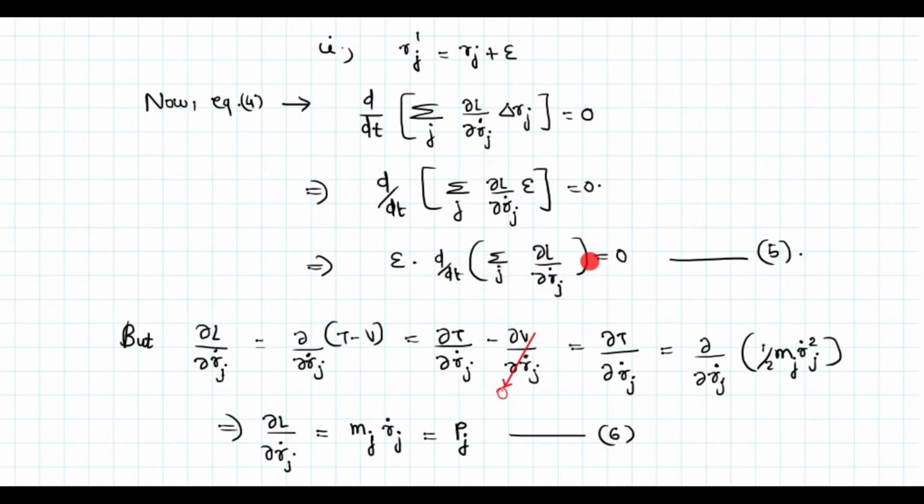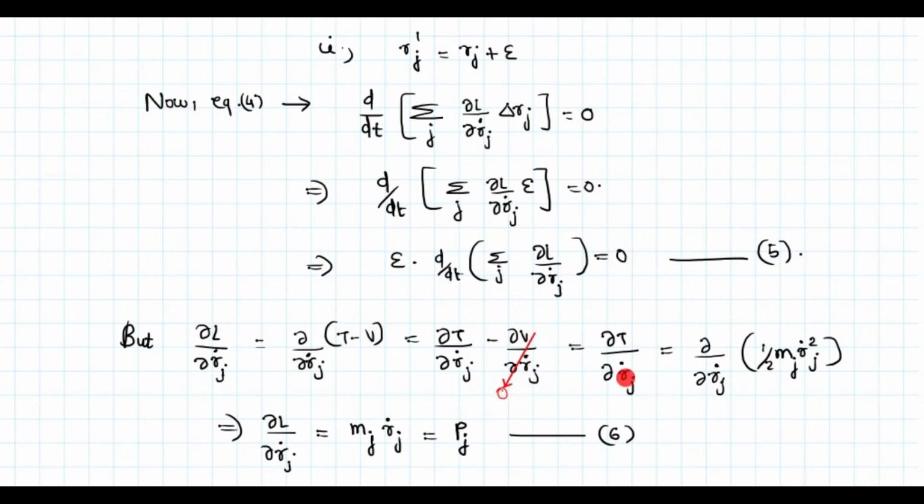Now I have to evaluate dou L by dou rj dot. What is L? L is actually T minus V. So dou L by dou rj dot is nothing but dou T by dou rj dot minus dou V by dou rj dot. Here this dou V by dou rj dot will tend to 0 because we assumed that the potential depends on position coordinates only. Potential is independent of velocities. We are actually considering only conservative systems. So dou V by dou rj dot will become 0. So finally you will get dou L by dou rj dot is equal to dou T by dou rj dot. Now what is T?